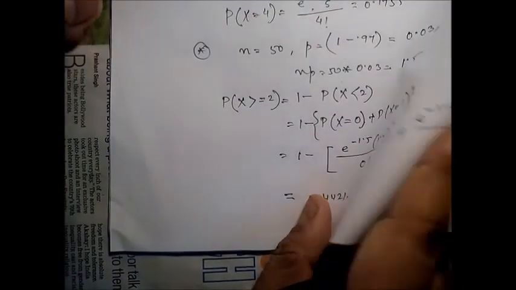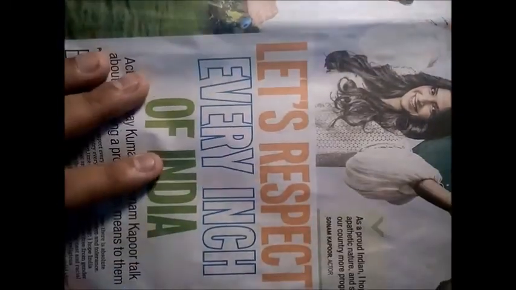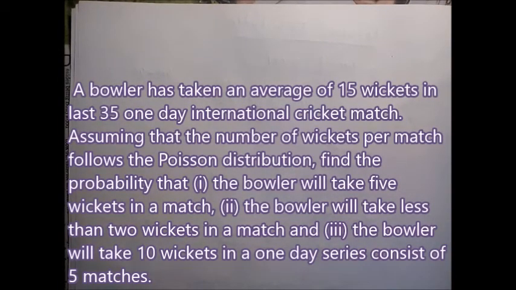Okay, now next problem. A bowler has taken an average of 15 wickets in the last 35 one-day international cricket matches. Assuming that the number of wickets per match follows the Poisson distribution, find the probability that the bowler will take 5 wickets in a match. Second, the bowler will take less than 2 wickets in a match. And third, the bowler will take 10 wickets in a one-day series consisting of 5 matches.